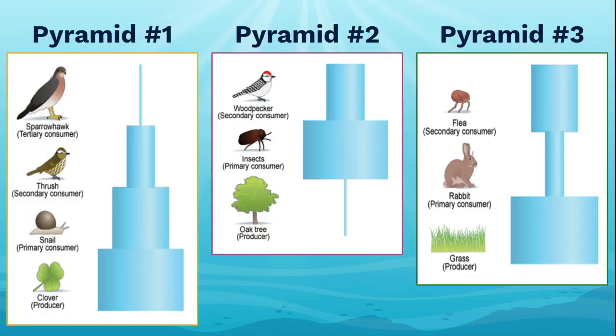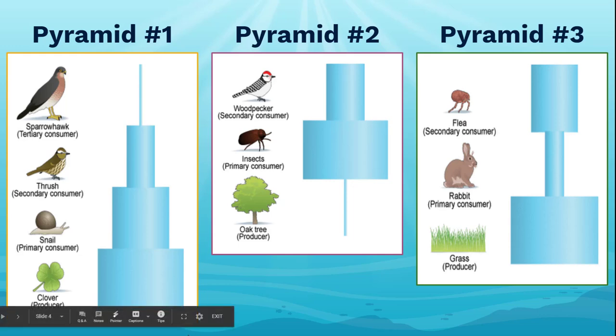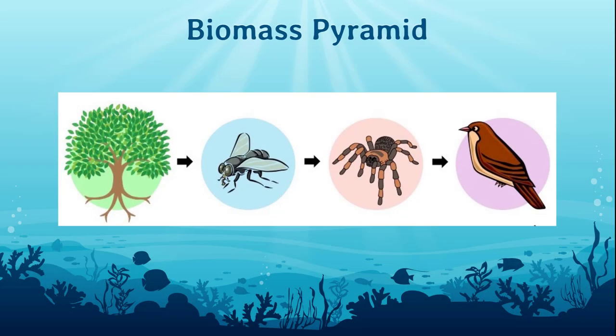So I've got 3 different pyramid of numbers here. We have pyramid 1 with the clover, the snail, the thrush, and the sparrowhawk. We have pyramid 2 with the oak tree, the insect, and the woodpecker. And we have pyramid 3 with the grass, the rabbit, and the flea. Now, a pyramid of numbers is great. It shows us a lot more detail than just simply a food chain.